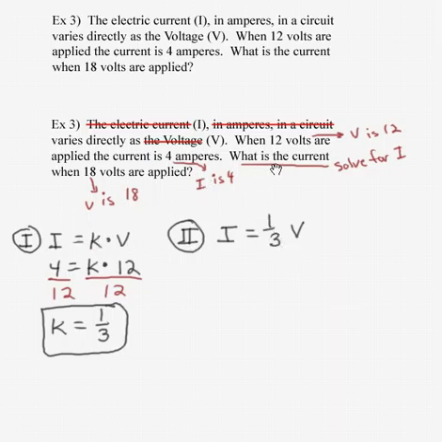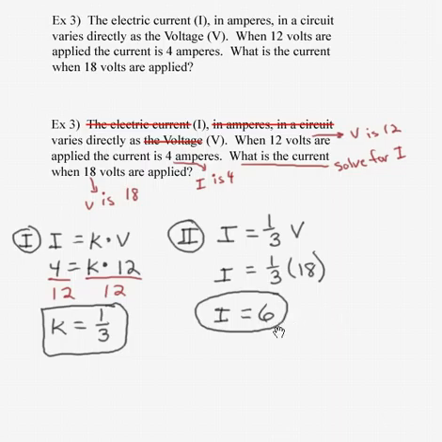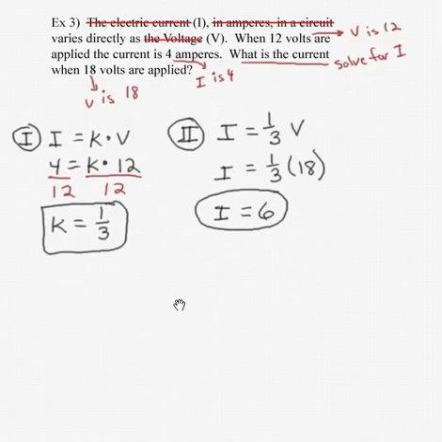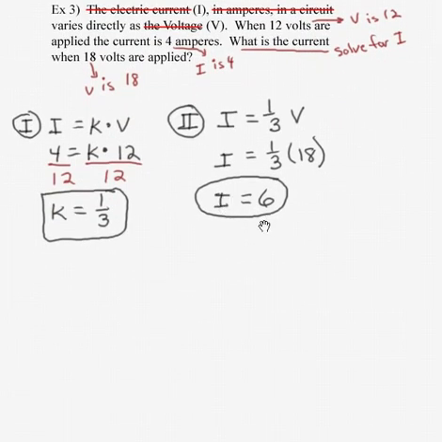And let's read the rest of it. What's the current? Well, that's I, and that's what we're solving for. And substitute 18 for V, and a very simple calculation then. 1/3 of 18 is 6. Now, I is measured in amperes. If you want to write that down, it'll make your science teachers happy. But as far as I'm concerned, this is math. If we get 6, we're good to go.